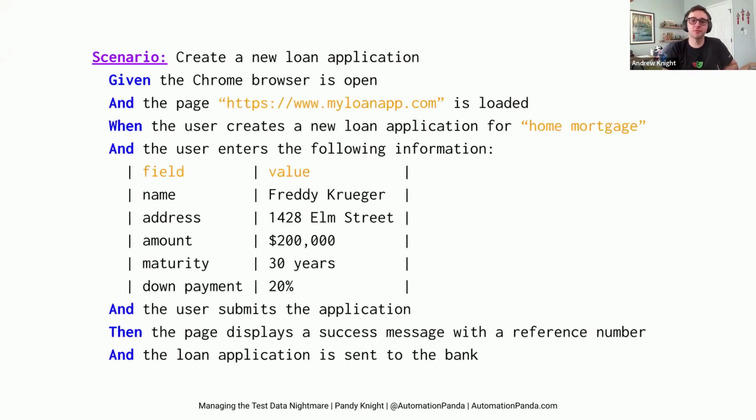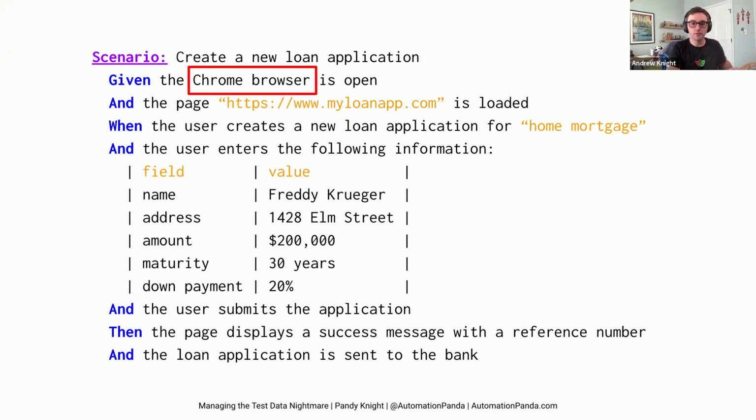Test case data is inherently part of test cases. So let's revisit our example test case from earlier. As we saw before, there are multiple bits of test data throughout the steps of this short scenario. They represent different types of test case data. First, let's look at the first step. Given the Chrome browser is open.